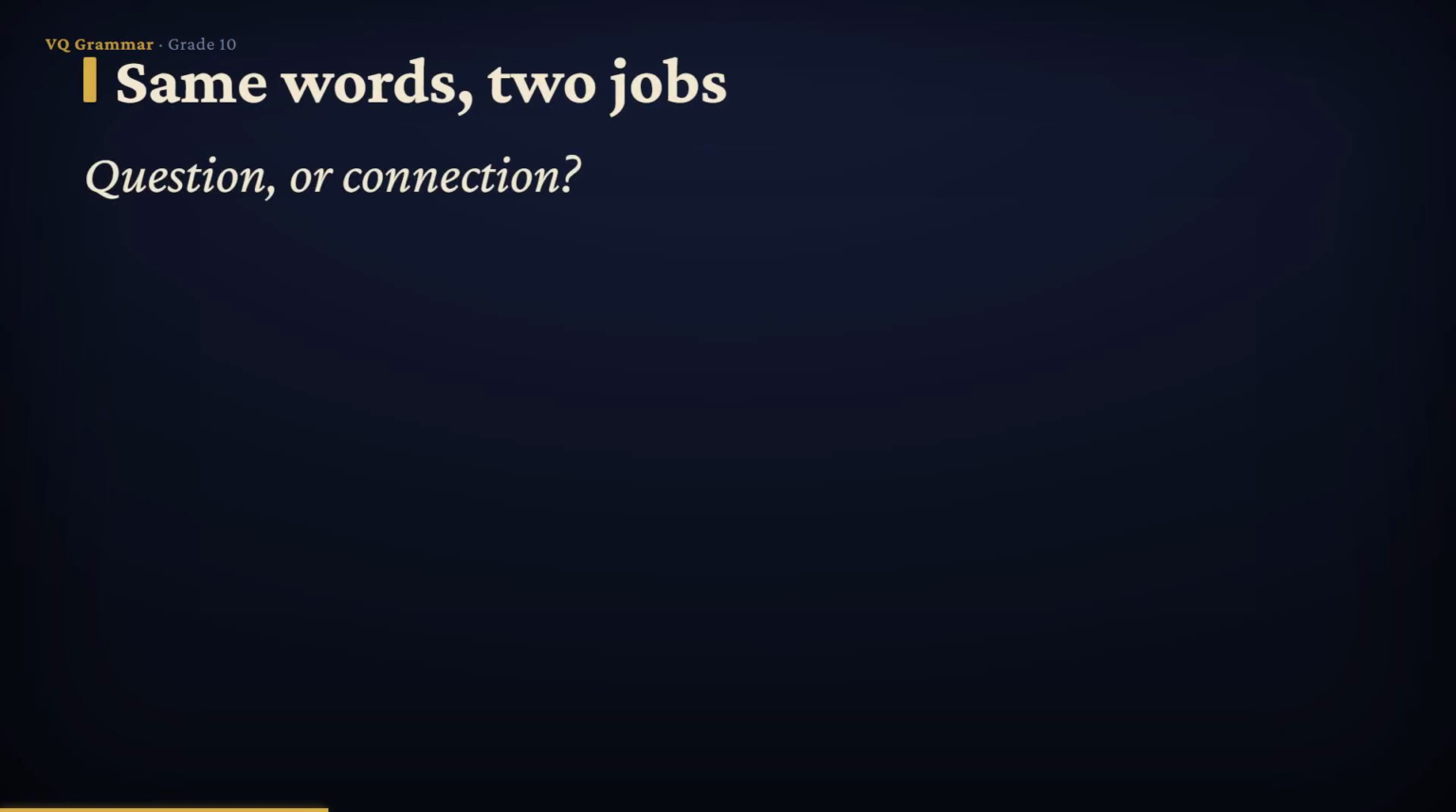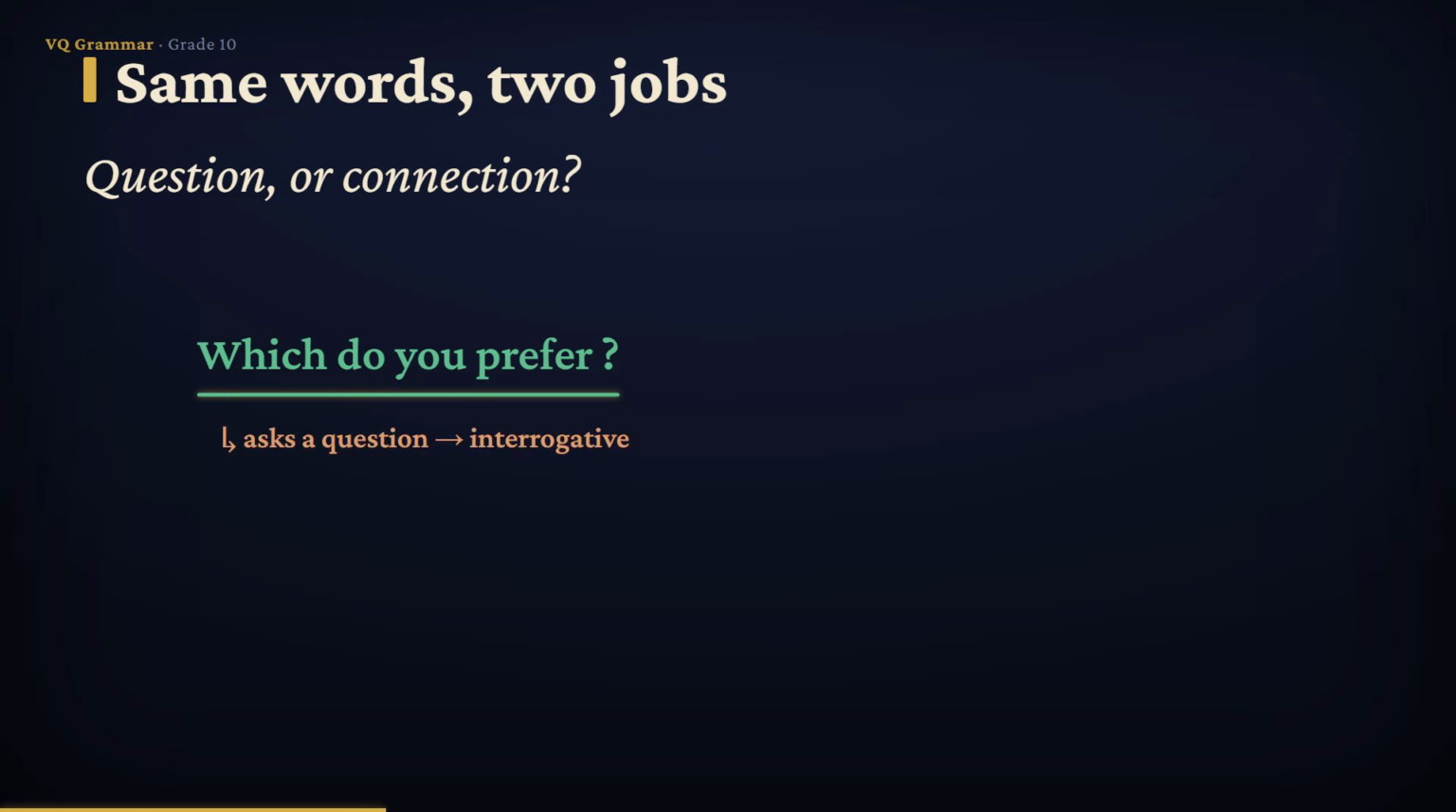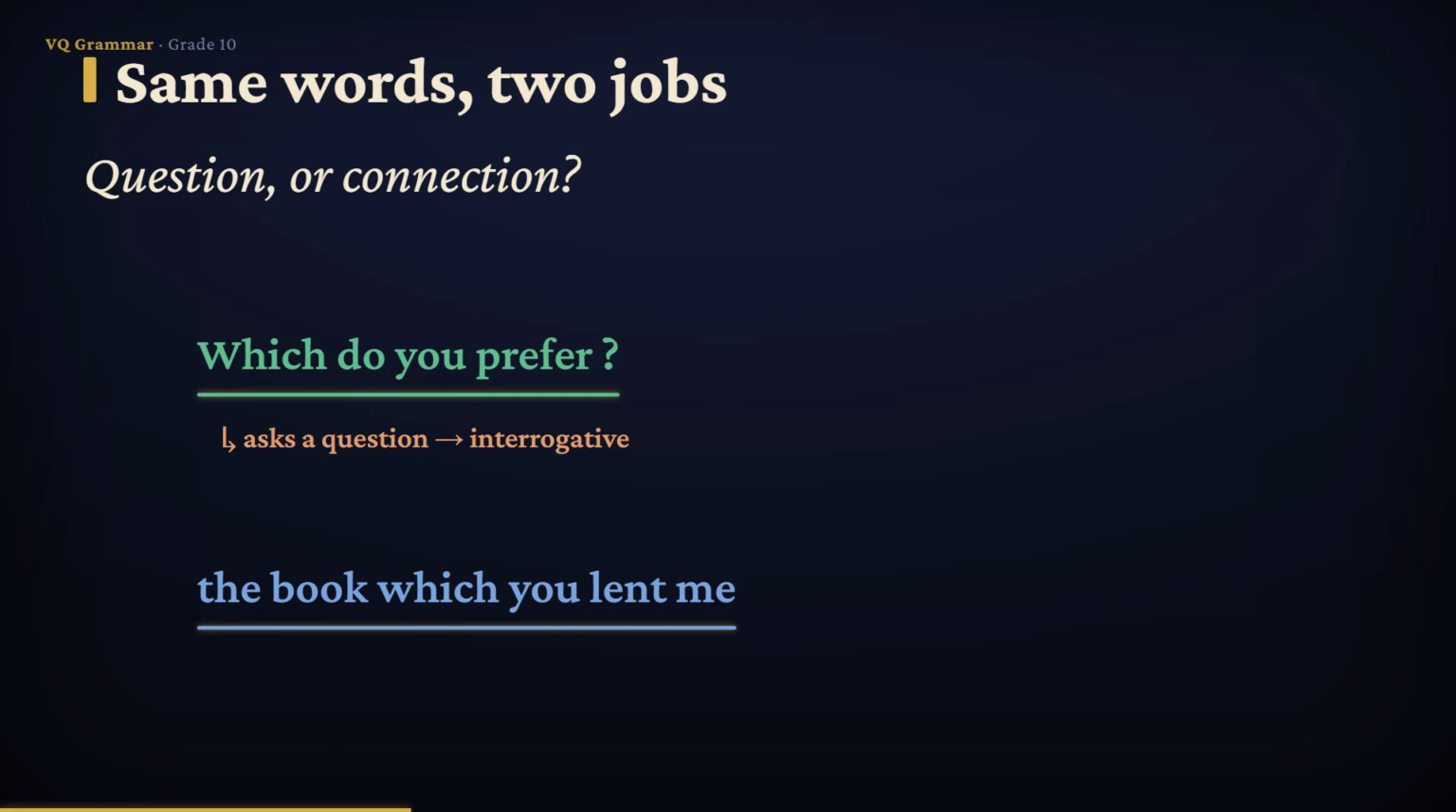Now, you may have noticed something. Several of these words appear on both lists. Who, whom, whose, and which can be interrogative or relative. So how do you tell them apart? Ask what the word is doing. In the first line, which do you prefer? The word which is asking a question, so it's interrogative. But in the second, the book which you lent me, the word which is not asking anything. It's tying a clause to the noun book, so it's relative. Same word, 2 different jobs, and the sentence tells you which job it's doing.